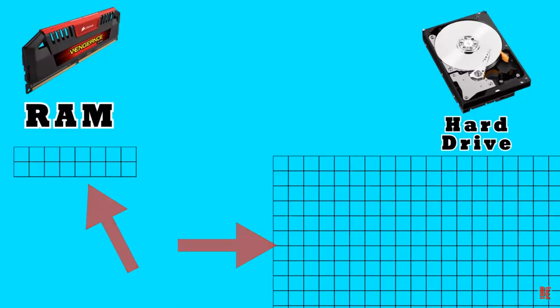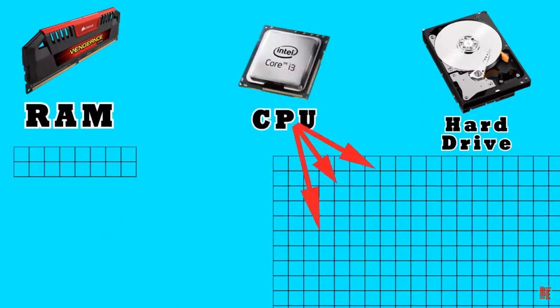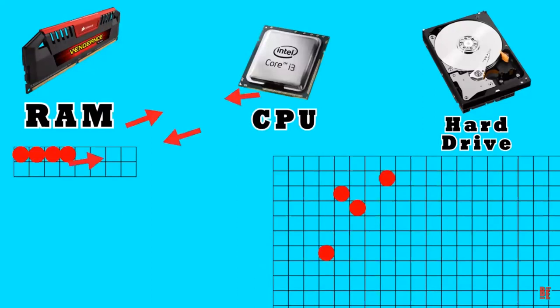When you run a program or a project file, your CPU identifies what parts of data are needed for that program to run. It pulls them from your hard drive, and then it stores them in your RAM sticks for quick accessibility.